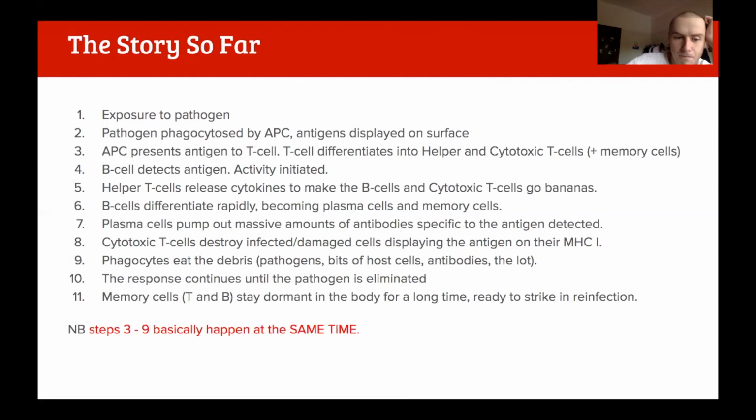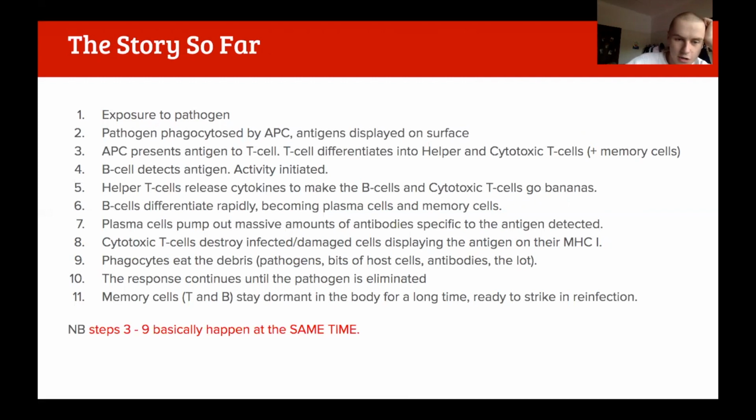Our B cells then differentiate rapidly. They form plasma cells and memory cells, and the plasma cells start pumping out massive amounts of antibodies specific to the detected antigen. Then our cytotoxic T cells, which have also been activated by cytokines, will go around and look for MHC1 markers with foreign antigens. And if they find those foreign antigens on MHC1, then they kill the infected cells.